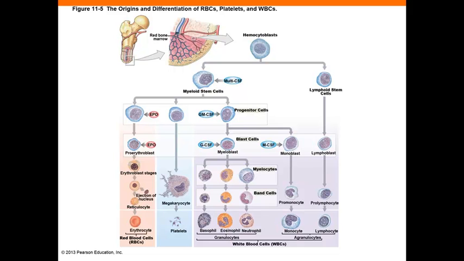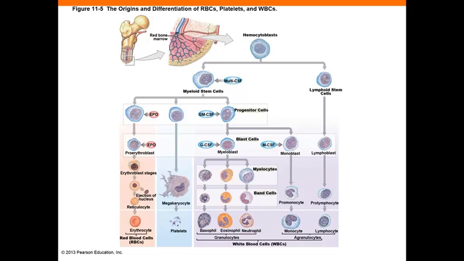Basophils, eosinophils, and neutrophils complete their development in the bone marrow. Monocytes begin differentiation in the red bone marrow, and then they enter the bloodstream. They complete their development when they become free macrophages in peripheral tissues.